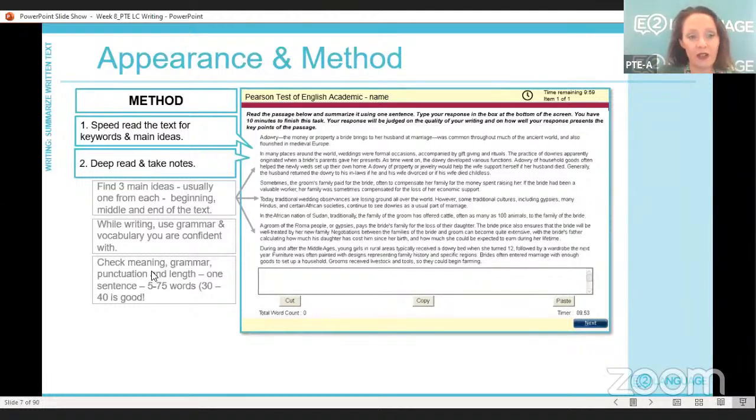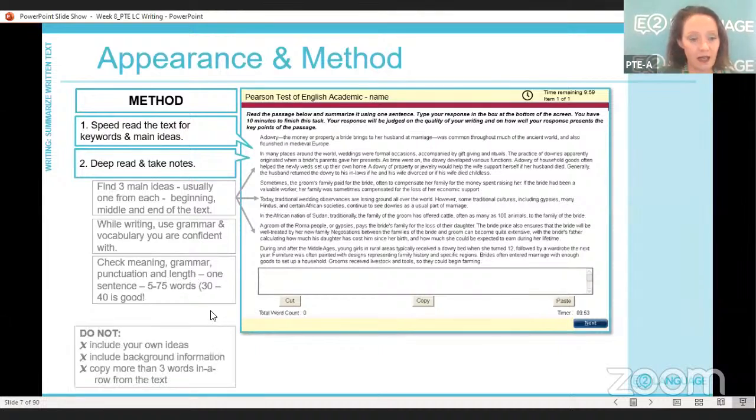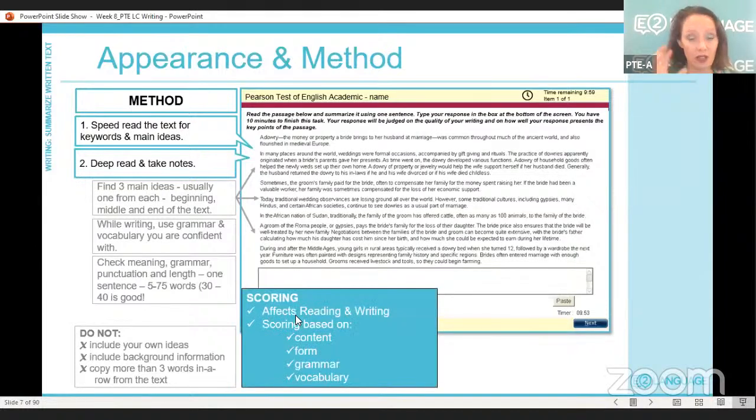And then you're going to check all these aspects of your writing. So the grammar, is it the correct word length? So 5 to 75 words. We recommend 30 to 40 is a good amount. So approximately 30 to 40 words is enough. And how is the vocabulary, punctuation, and spelling. Then make sure you're not adding information or changing information. So your job is just reporting on what's in the text.